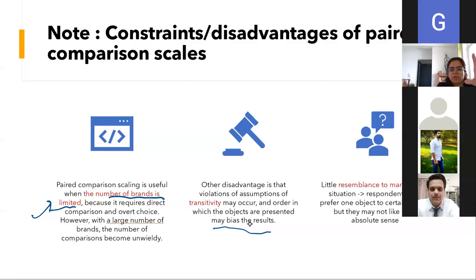If I put A and B and then I put B and A, that bias can also come. So this is the second disadvantage. Third is little resemblance to marketplace situation. It doesn't happen in the market that when you are going into a supermarket and you are seeing 10 different types of juice, you see all the juice packs at the same time. It's not that you have only two and then you have to make a decision, and then you come with another two and then you have to make a decision. So that market situation resemblance is little here in paired comparison scale.